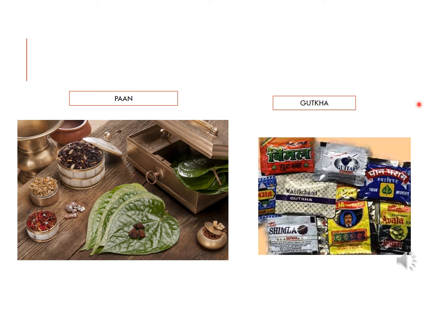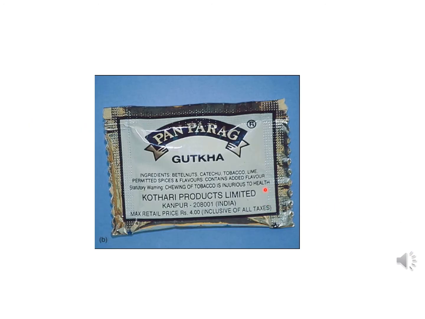The second most important etiological factor attributed to oral submucous fibrosis, or OSMF, is gutka, and these are the various brands that are available in various parts of the world. These are some pictures from Southeast Asia. In the next slide, on one of these packets, if you look right behind, the ingredients mentioned are betel nuts, catechu, tobacco, lime, permitted spices and flavors, and added flavor. And there's a clear statutory warning that chewing of tobacco is injurious to health.